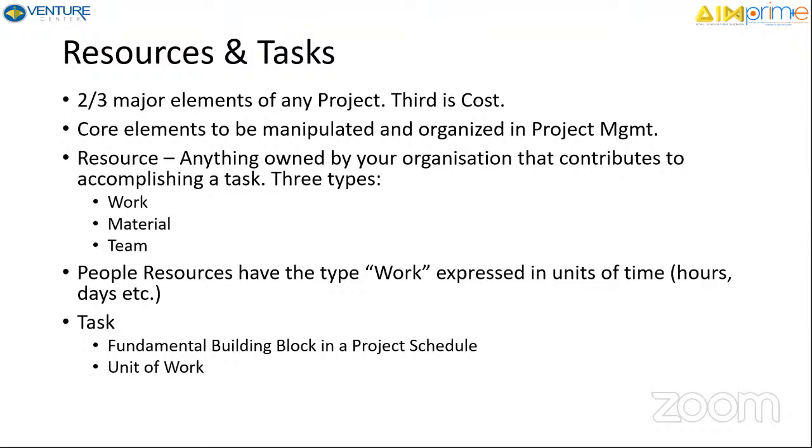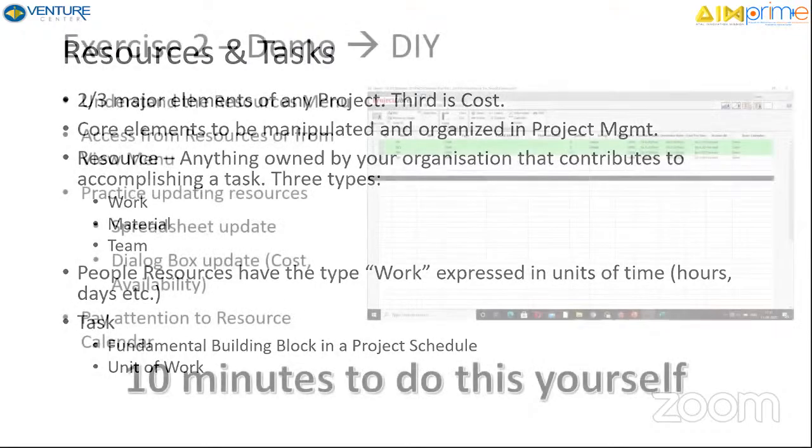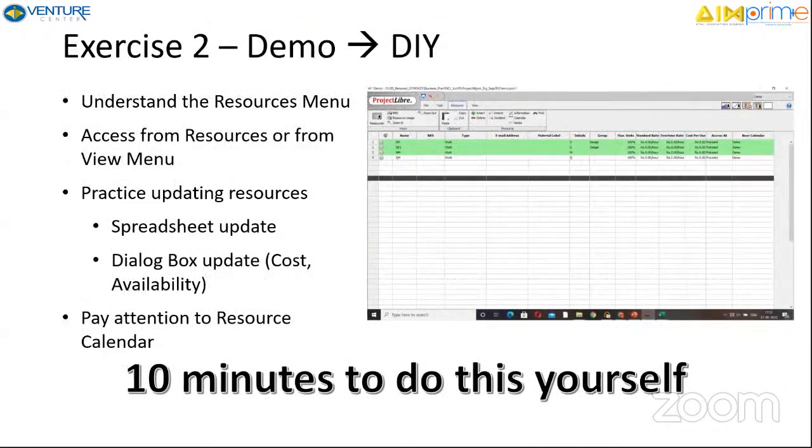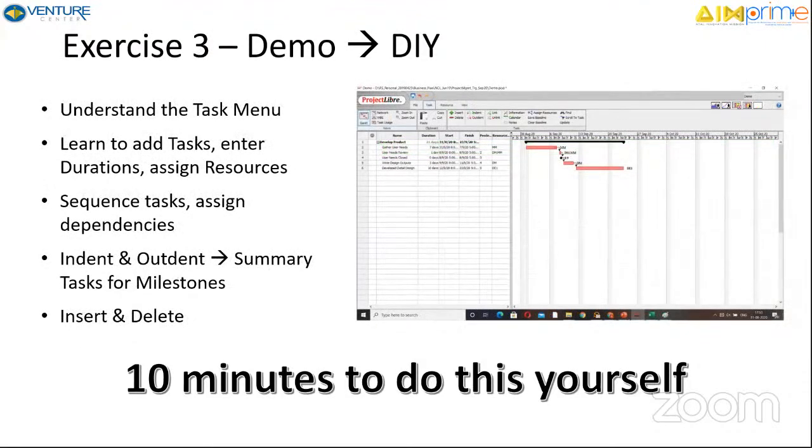And that is the base unit, okay? Individual tasks. So don't get too confused by all this. Just go back to the spreadsheet, which is what we are going to do as we jump into exercise two. We have already seen the resource menu. Now, we are going to jump in actually to the task menu.